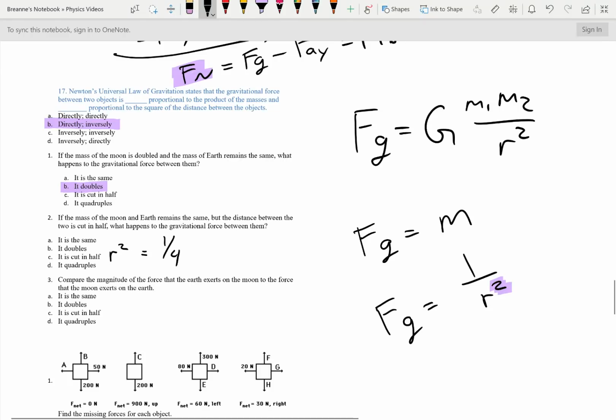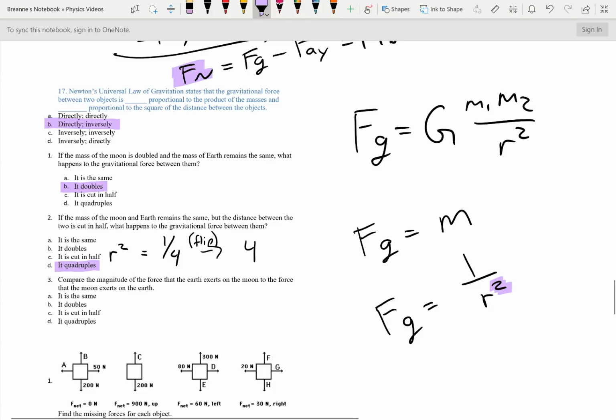But the inverse of 1/4 is 4, because you flip it. Inverse just means flip. So your force ends up quadrupling. So it does whatever is opposite your distance. So if your distance decreases, that means your force is going to end up increasing.